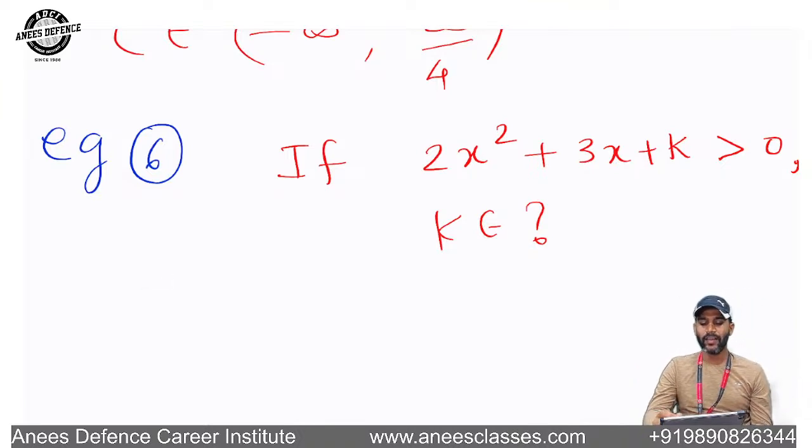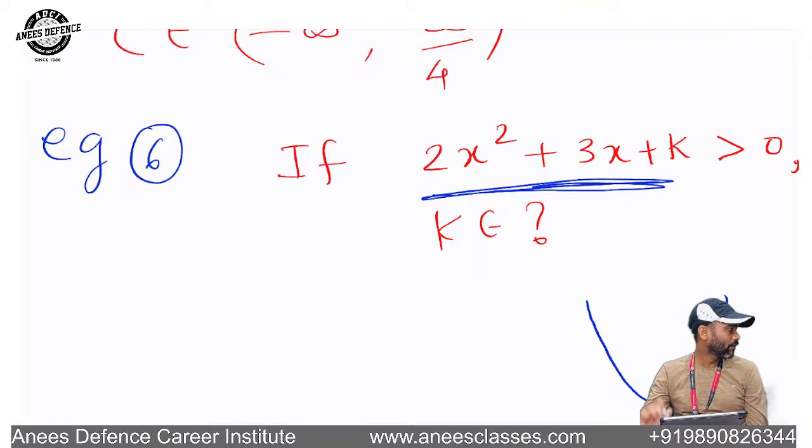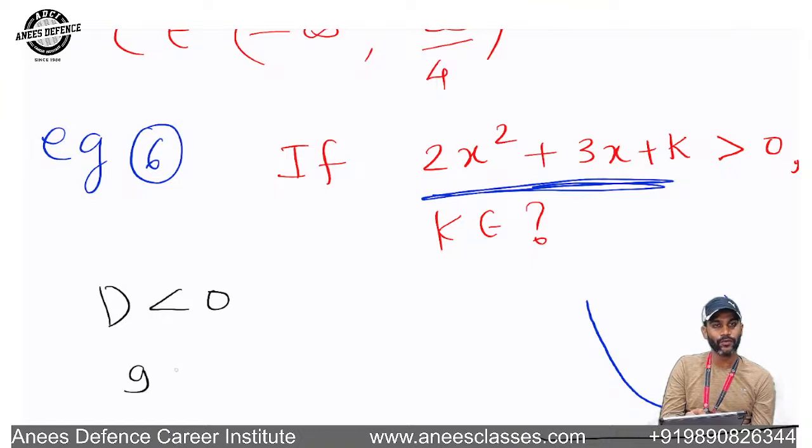See, again A is positive. Parabola would be upward. Since the whole function is positive, it means it should be above the x-axis. It means x will lie below the graph. Again it is not going to touch or cut the x-axis. It means D is negative. D is B square minus 4AC. So 9 minus 8k less than 0.